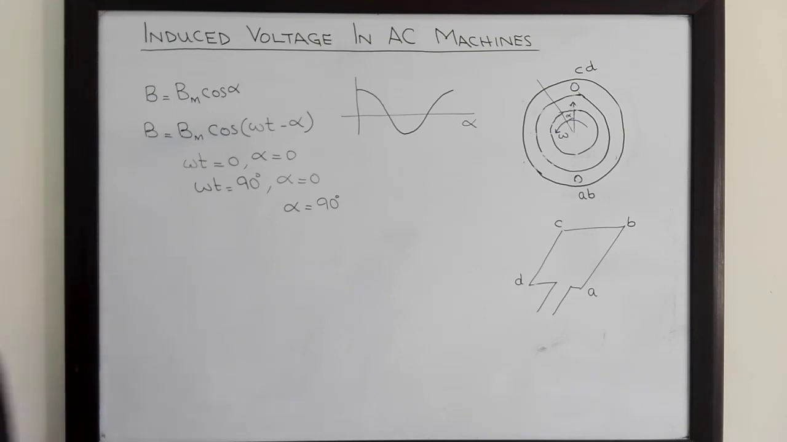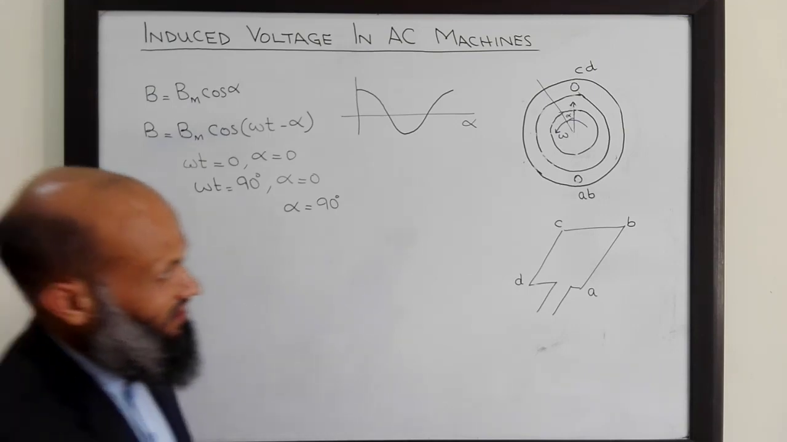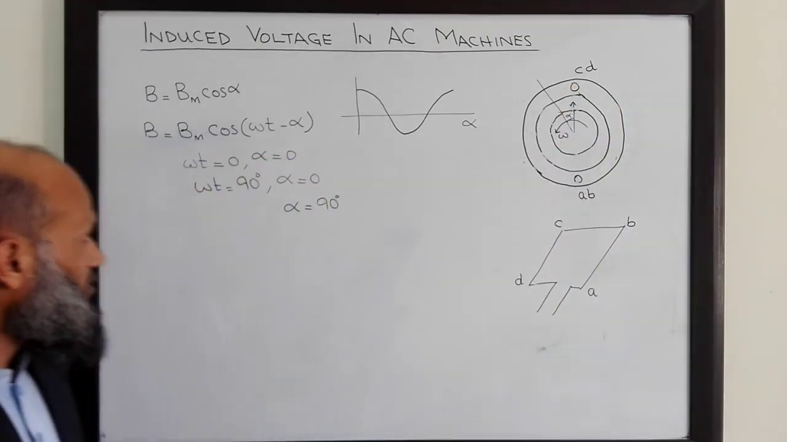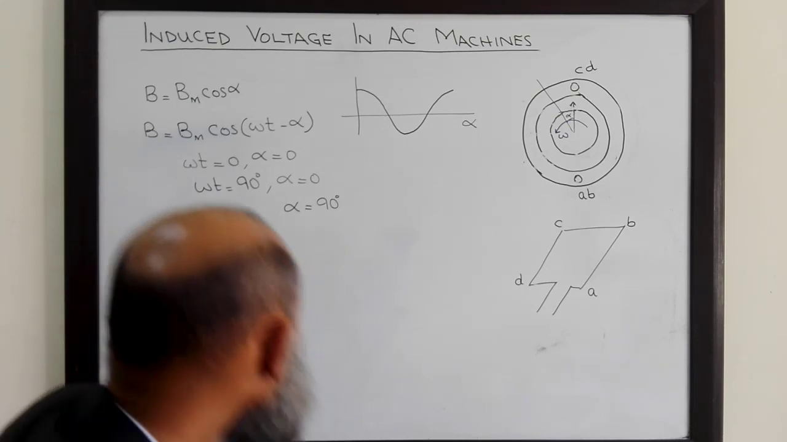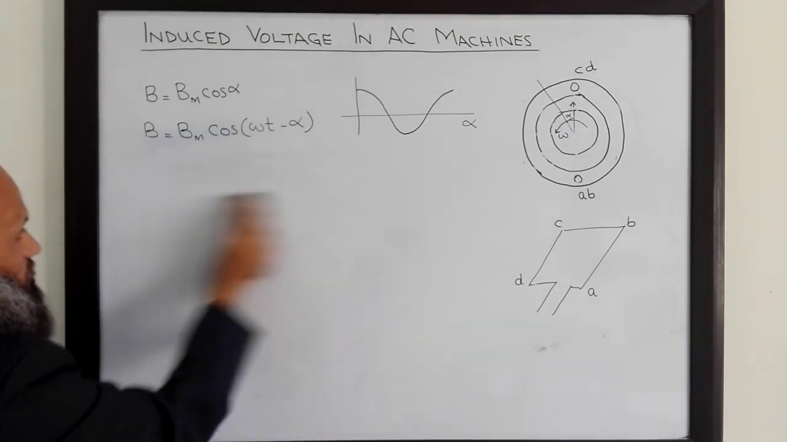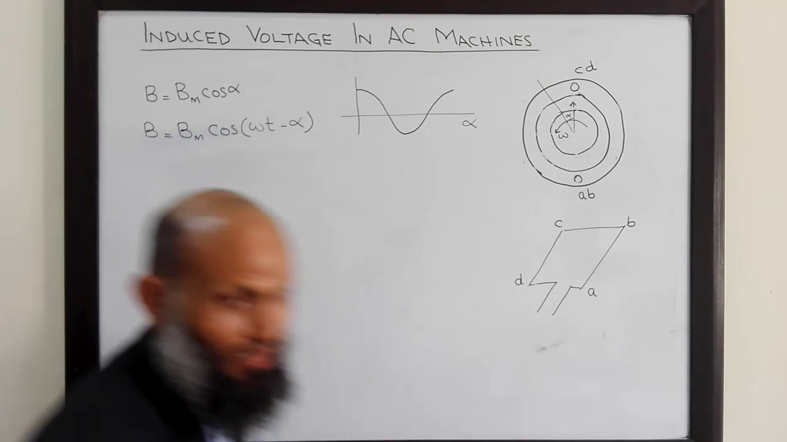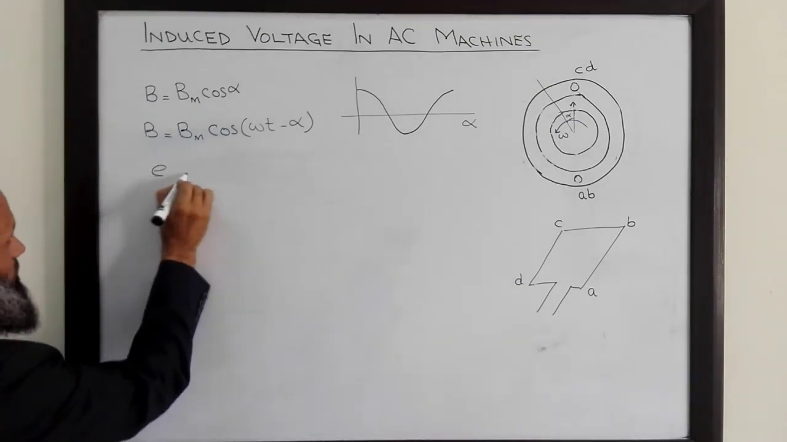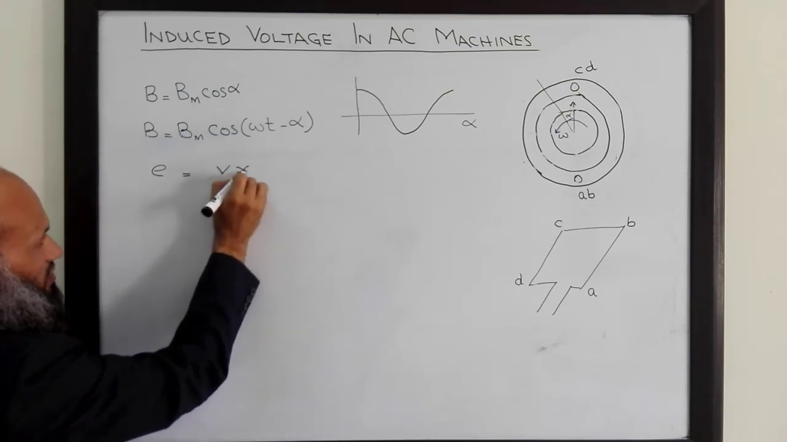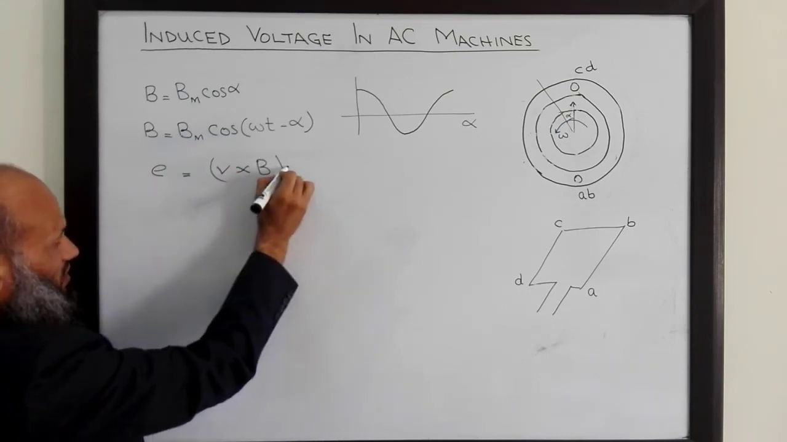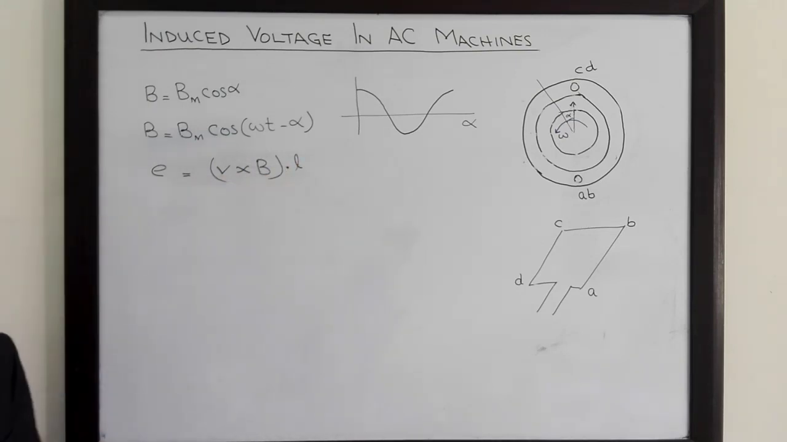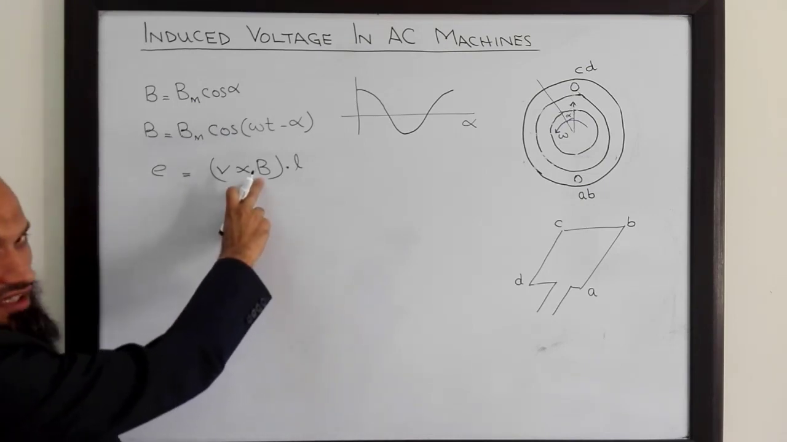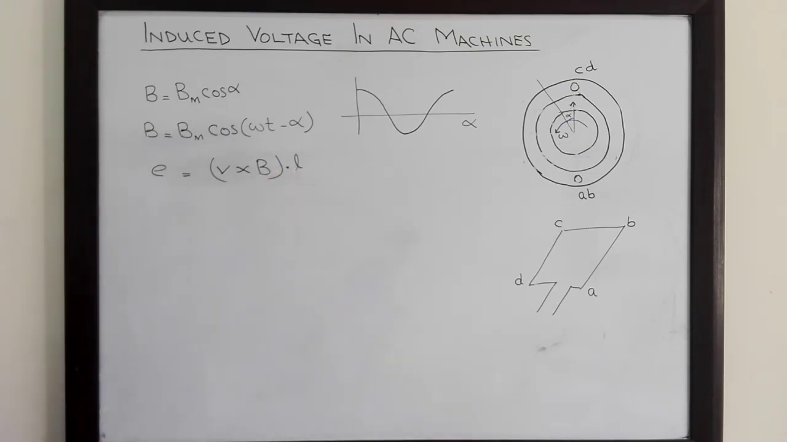And with this arrangement, we want to derive an expression for voltage induced in this rectangular coil placed over here. We know the relation for voltage induced. We know that a conductor moving in a magnetic field has a voltage induced in that conductor, and that voltage is given by V cross B dot L, where V is the velocity of the conductor relative to the magnetic field, B is the flux density vector, and L is the length vector.